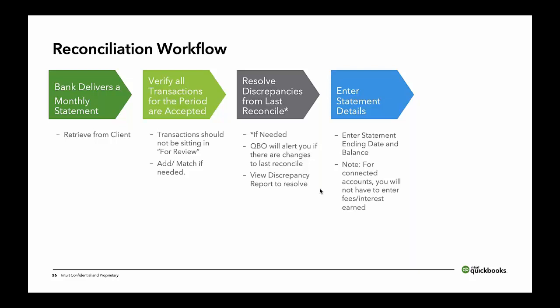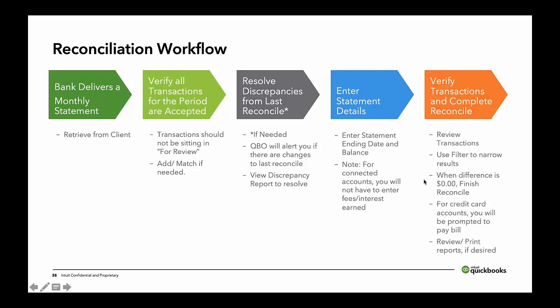If we don't have this account connected to the bank feed, we will have the fields to enter those in. And then we'll go through reviewing the transactions. We'll use the filters to narrow and troubleshoot anything that may be missing or needs attention. And we get to a $0 difference. We can finish our reconcile, or we can close without saving it. If it's a credit card account, it asks you if you want to pay the bill, and then you can, of course, review and print the reports if desired.